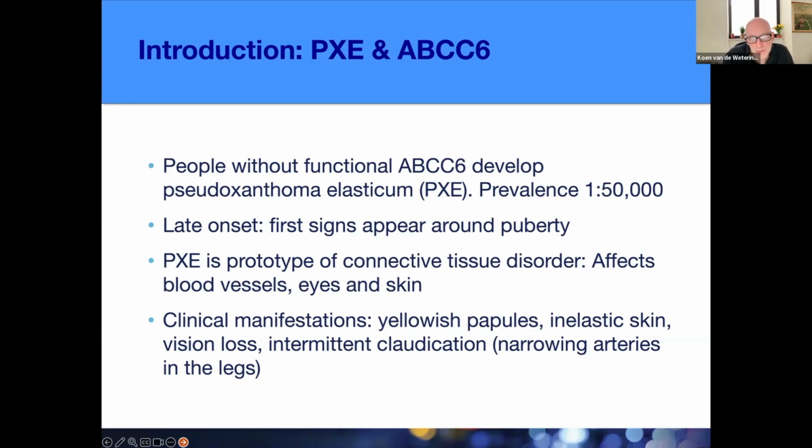And it's a prototype of a connective tissue disorder, which means that it affects soft tissues, especially blood vessels, eyes, and skin. And the clinical manifestations that are normally encountered in PXEs are yellowish papules, inelastic skin, vision loss, that's an important one, I think, and intermittent claudication, which is caused by narrowing of arteries in the legs.